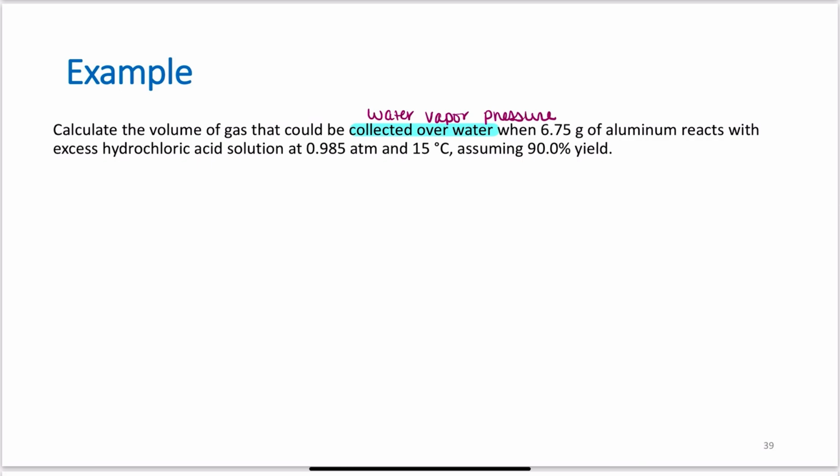So you have to recognize that when it says collected over water, that means go look up the vapor pressure for the corresponding temperature. So the water vapor pressure at 15 degrees C is equal to 0.0168 atmospheres. We need that value. Now we can go ahead and start looking at the question. Okay, it tells me I have aluminum reacting with excess hydrochloric acid. So I have aluminum, which I know is a solid. Hydrochloric acid I know is HCl.